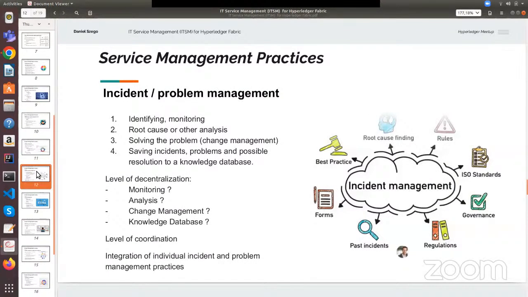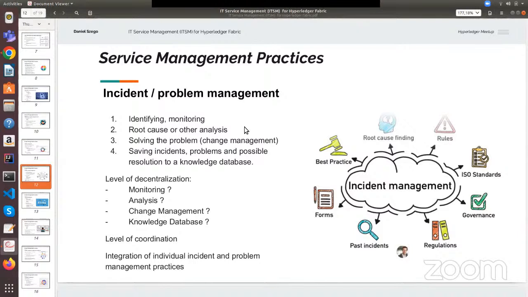So the next one is incident and problem management. Usually it means that something goes wrong with your system. You get an error which should be somehow identified, for instance, by monitoring. There's usually an analysis, which might be a root cause analysis. Then there's some solution that solves this problem. This is usually the change management that we just saw in the last slide. And usually it's a good idea to have a database on such incidents, so if it happens again, it will be much easier to solve. It's a knowledge database on different incidents. So that's incident and problem management.